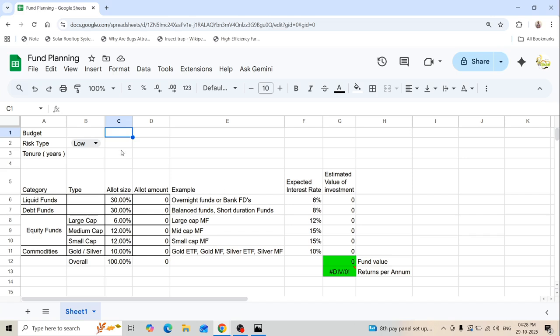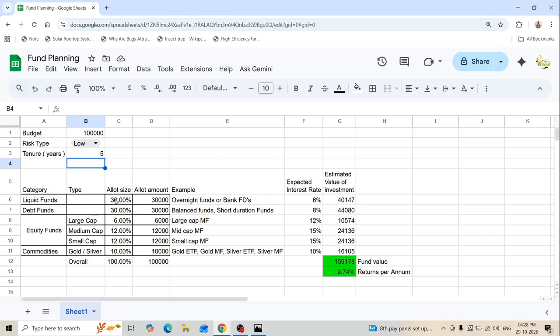So let's take an example of a 1 lakh budget. Suppose I have a 1 lakh budget, I have entered the 1 lakh budget, and I have selected risk type low and 5 years as my tenure. Now when I selected the risk type, it automatically allotted the portfolio management. It automatically allocates liquid fund.